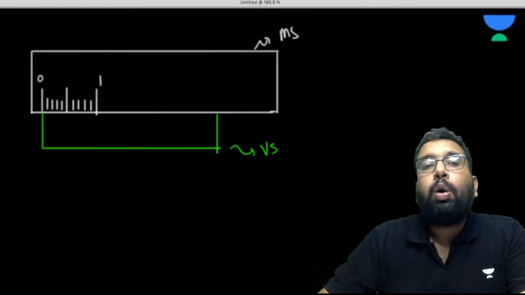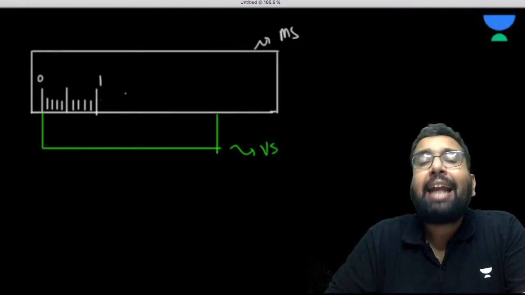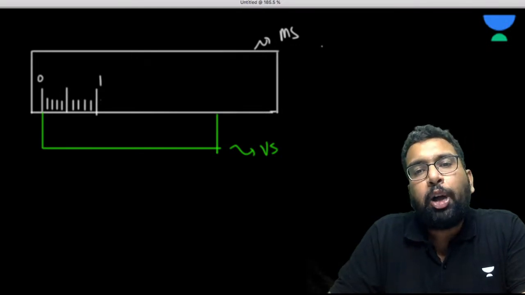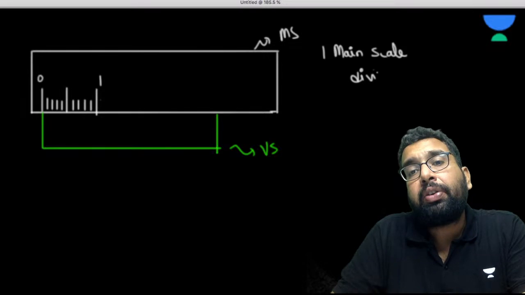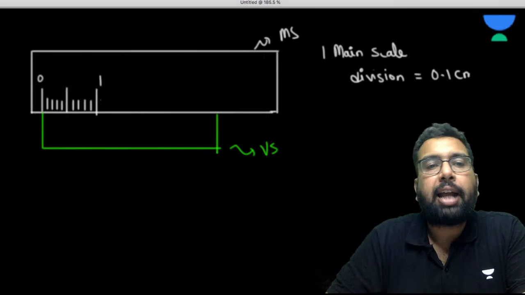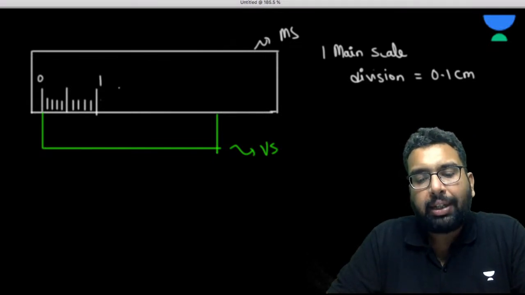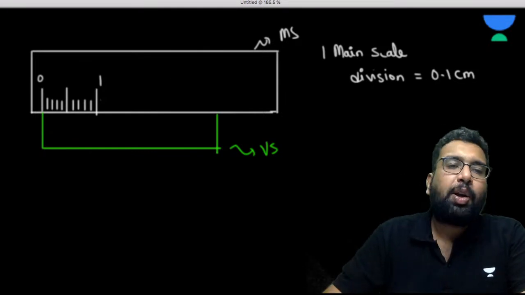Now we have some divisions on the main scale. In general, one vernier scale division is equal to one main scale division in a general vernier caliper, not always. It is equal to 0.1 centimeter. That means the distance between these two divisions is 0.1 centimeter, because it is generally like the meter scale that we have. Now let's talk about a vernier caliper.